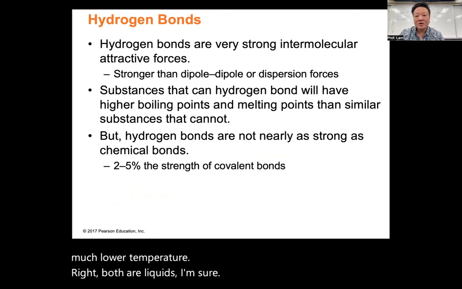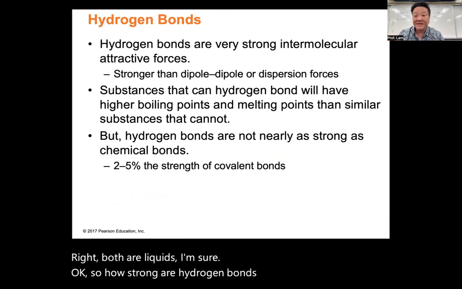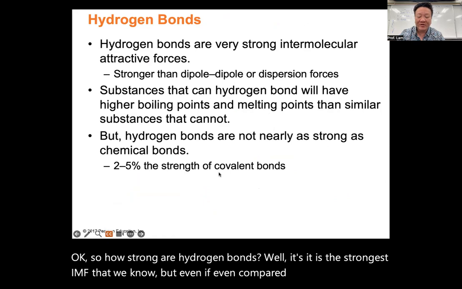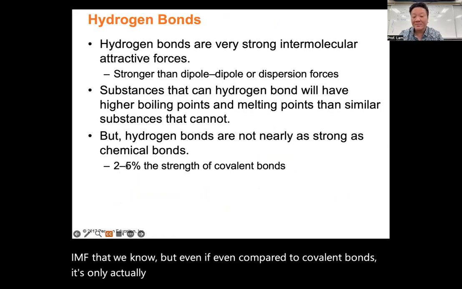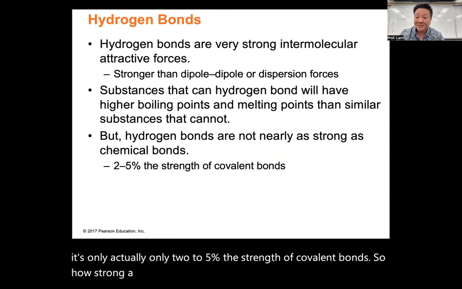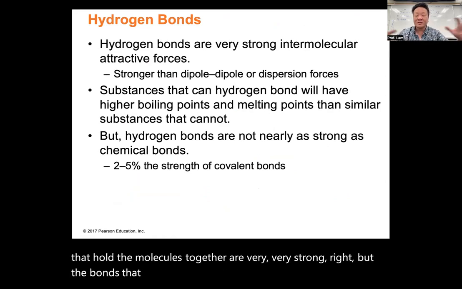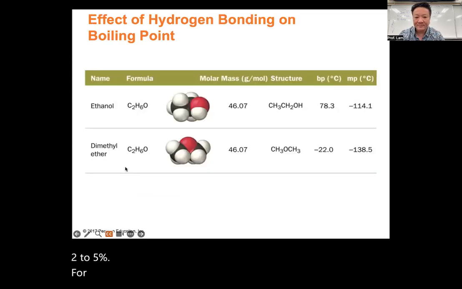So how strong are hydrogen bonds? Well, it is the strongest IMF that we know. But even so, compared to covalent bonds, it's only 2 to 5% of the strength of covalent bonds. The intramolecular bonds that hold the molecules together are very, very strong, but the bonds that hold the molecules to each other, 2 to 5% for the hydrogen bond.